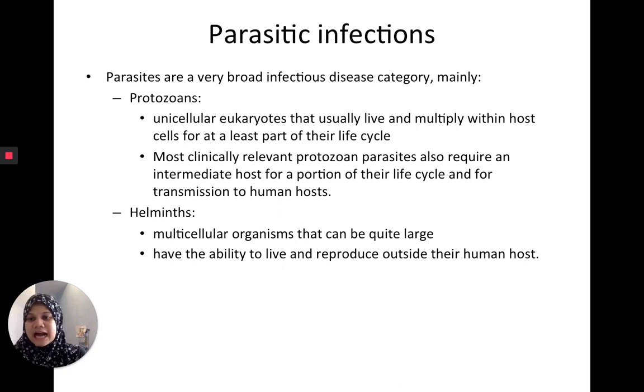Now, after bacteria, let's go into something even bigger, parasites. So parasites are a very broad range of infectious diseases, and what we usually talk about are protozoans and helminths. Protozoans are unicellular eukaryotes, and helminths are basically parasitic worms. So they're multicellular. Helminths can be quite big. You can even see them without using a microscope sometimes, and they can actually live outside of a host as well. They don't need to infect us. Sometimes we are an accidental intermediate host for them to complete their life cycle.